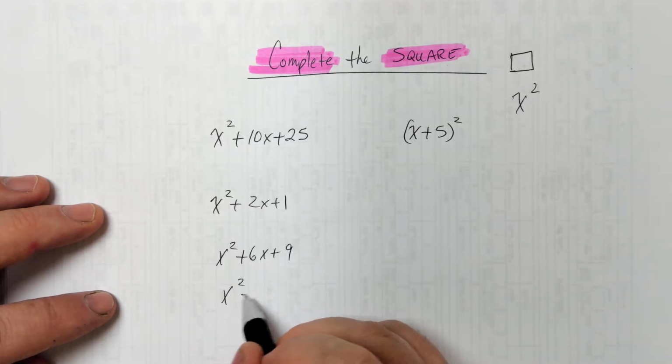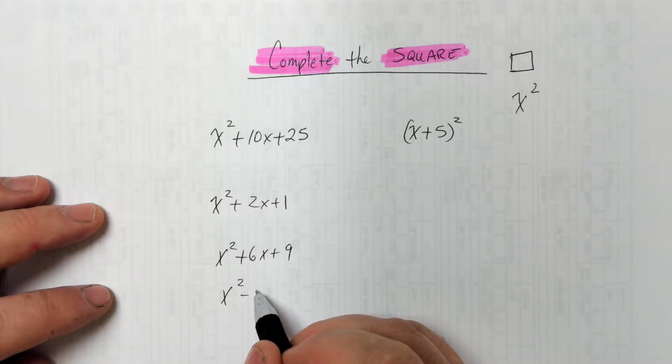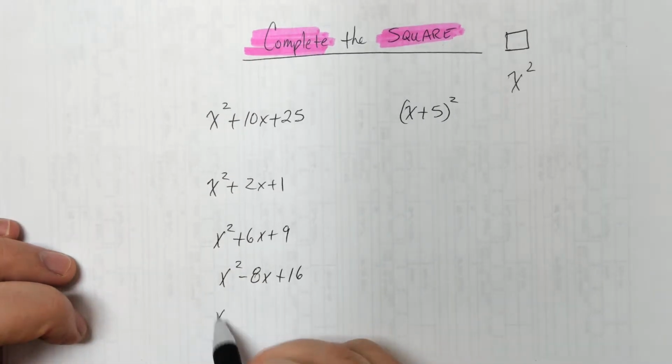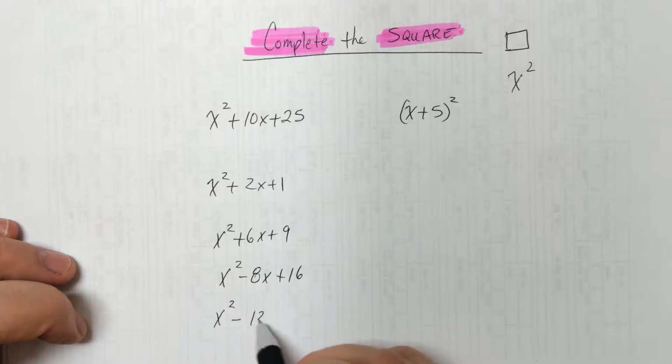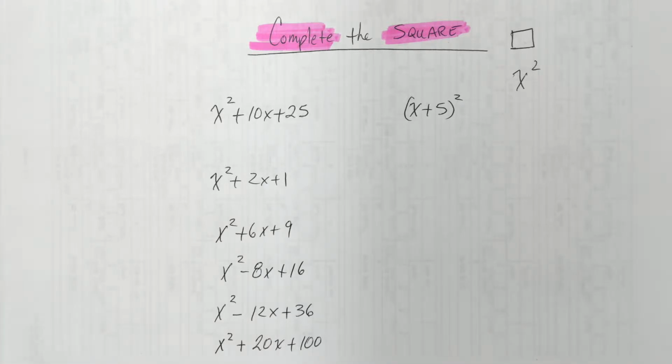Another one would be x squared minus, let's see, how about 8x plus 16? And let's see, another one would be x squared minus 12x plus 36, however you want to say it. And another, x squared plus 20x plus 100. That's 10. This would be x plus 10 squared.